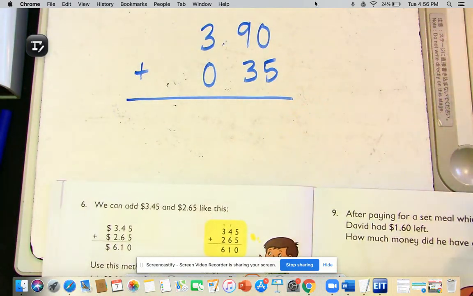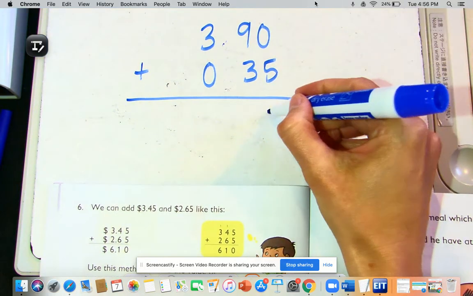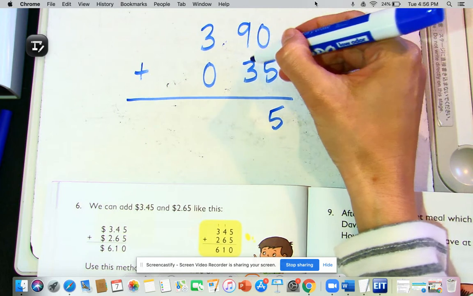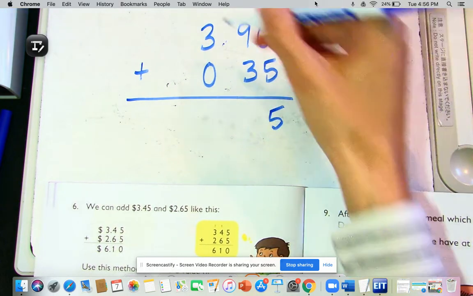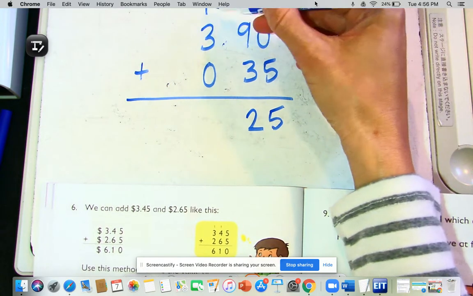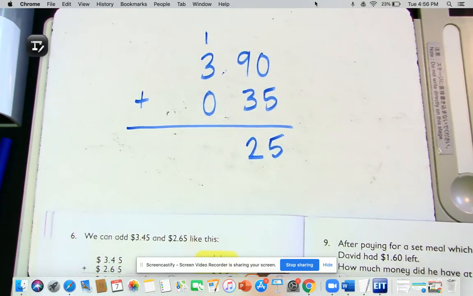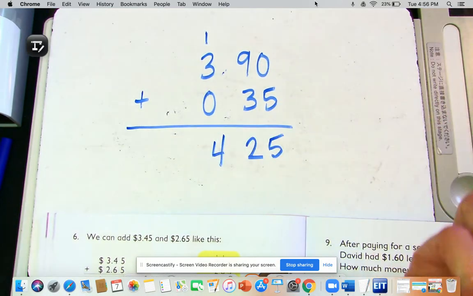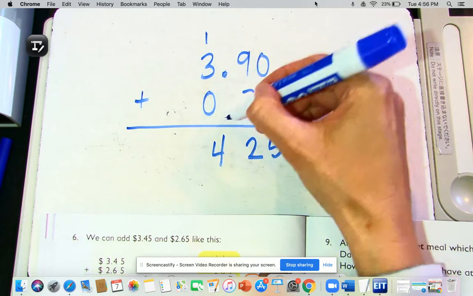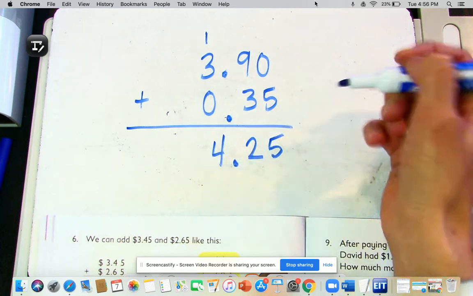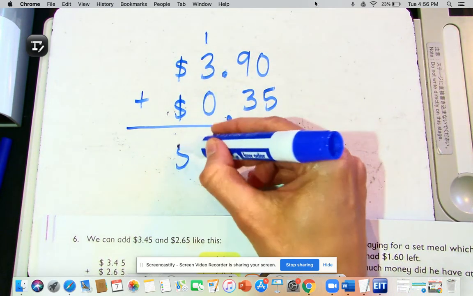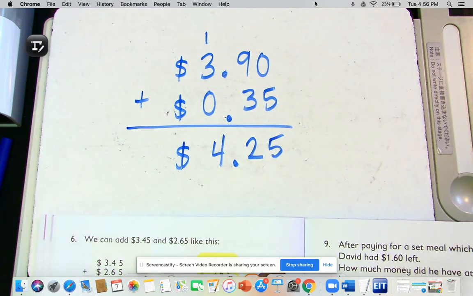So we could sort of ignore those, and then we could do 0 plus 5 is 5. 9 plus 3. Let's see. 9, 10, 11, 12. We can't put a 12 there, so we're going to rename it. And then we've got 3 plus 1. Oops. 3 plus 1 is 4. All right. And then we can go back and put in our decimal points. There they are. And then we can go back and put in our dollar signs. And then our answer is $4.25.